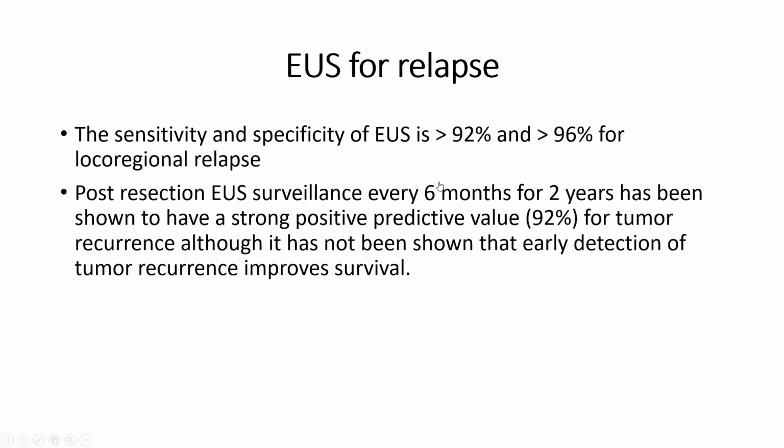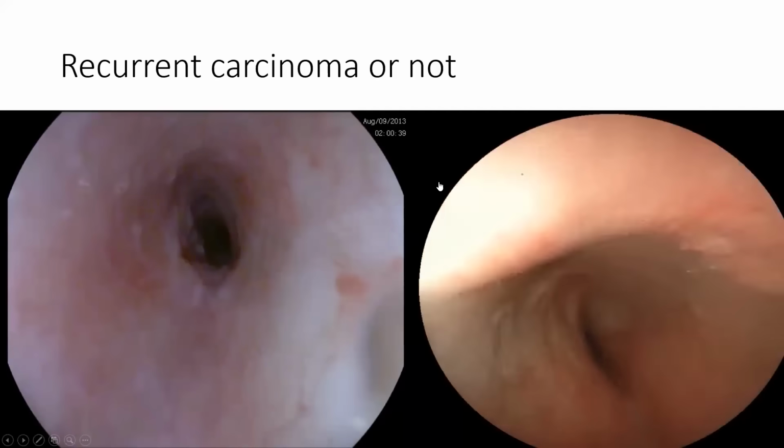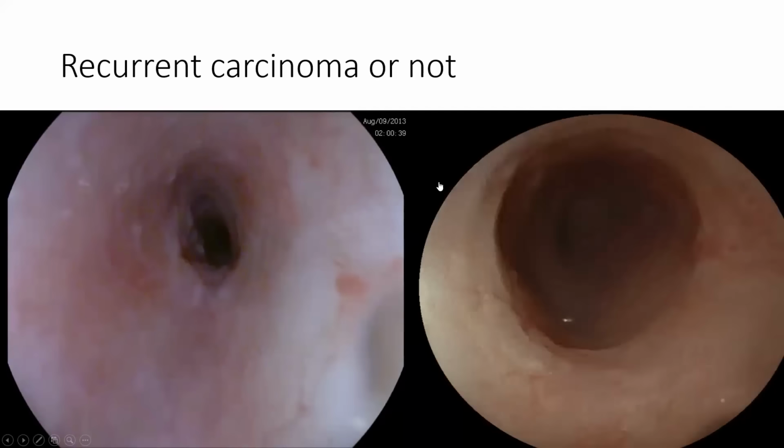Not that I want to promote, not that I want to say that we must do EUS, but yes, if you have removed an esophageal cancer, then in the follow-up, one of the protocols could be a follow-up every 6 months or 1 year to see if there is any recurrence, or a node after surgery. So this was difficult to decide, whether this is recurrent carcinoma or not.